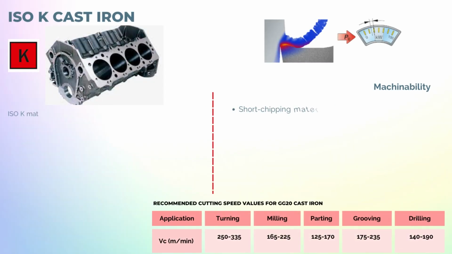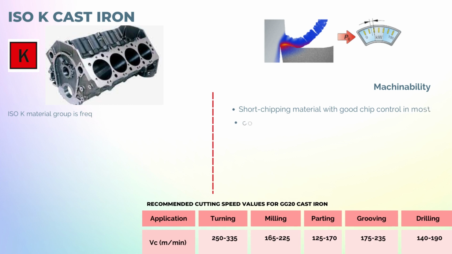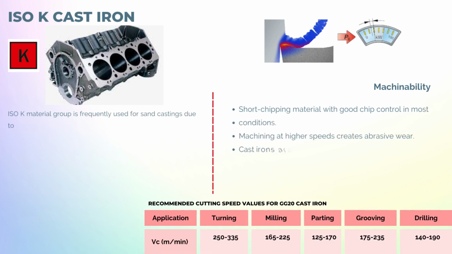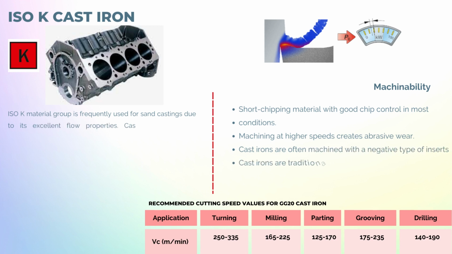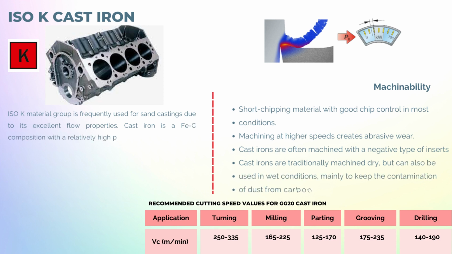ISO K material group is frequently used for sand castings due to its excellent flow properties. It can produce complex mold shapes, especially for the automotive industry. Cast irons have a carbon content of 1.8 to 4.5% and a silicon content of 1 to 3%.